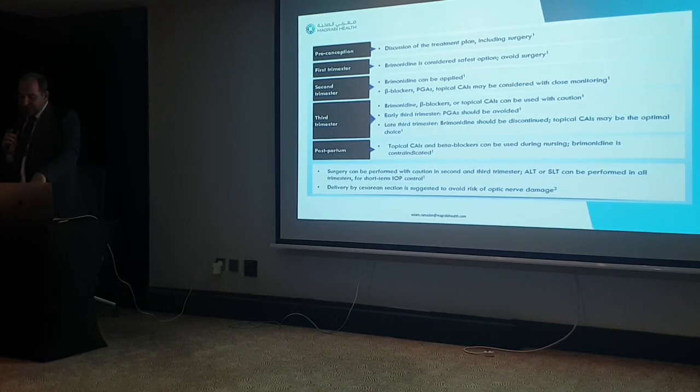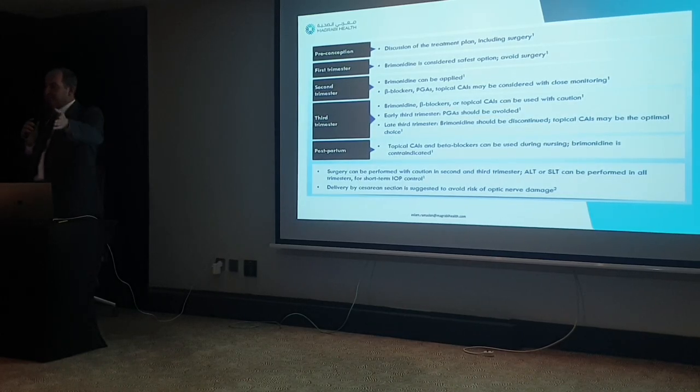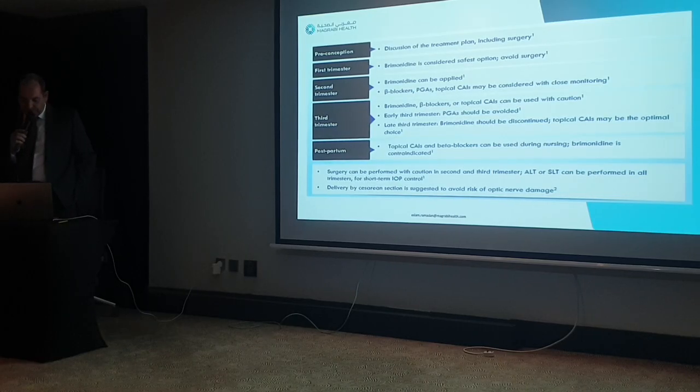First trimester, safest is brimonidine. We have brimonidine alone, or we can use it with Simbrinza, with azopt, brinzolamide. Okay. Second trimester, brimonidine can be used, but take care with beta blockers and topical carbonic anhydrase inhibitors, with close monitoring. But still, brimonidine can be used in the first, second, and third.